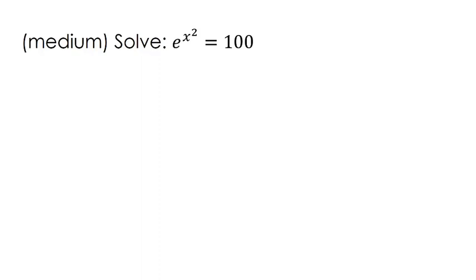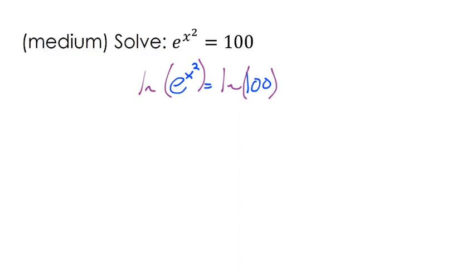Let's take another one. This one's slightly more difficult, still not super hard. So what we have here is e to the x squared equals 100. And so I'm going to start by looking at this. And since we have that base of e, I'm going to take the natural log of each side to kind of undo that. So if I have e to the x squared equals 100, I can do anything to one side as long as I also do it to the other. So I'm going to take the natural log of e to the x squared equals the natural log of 100.